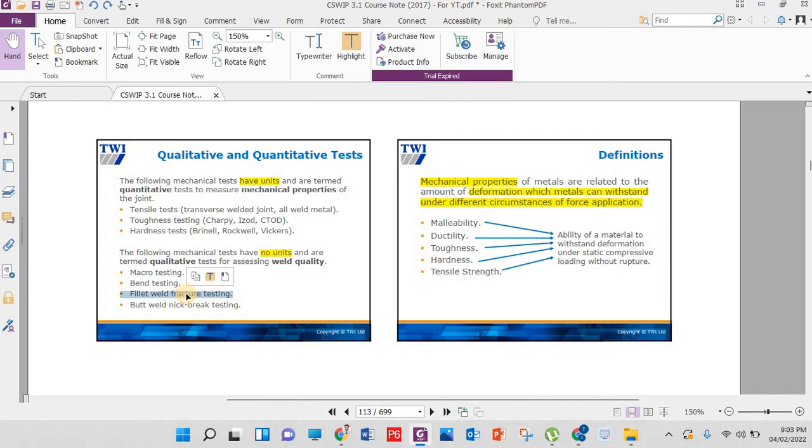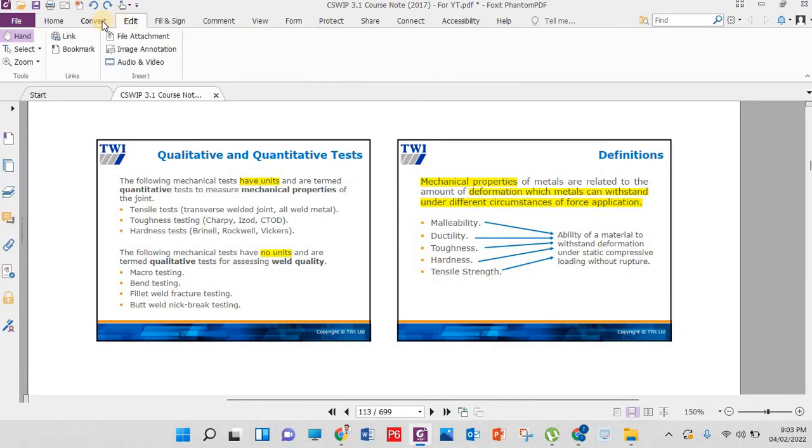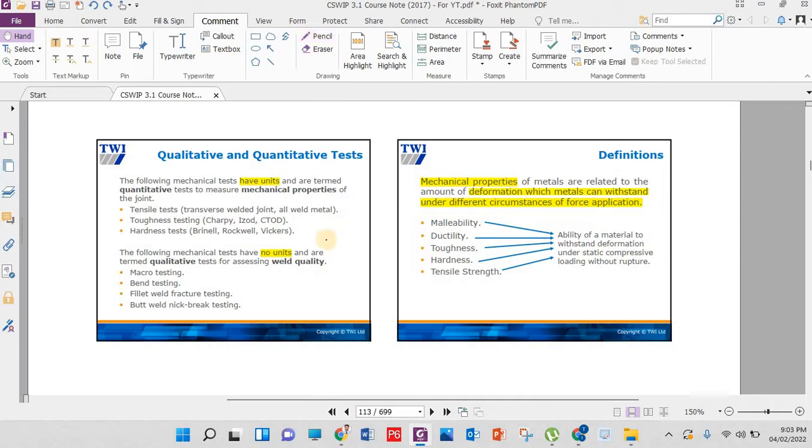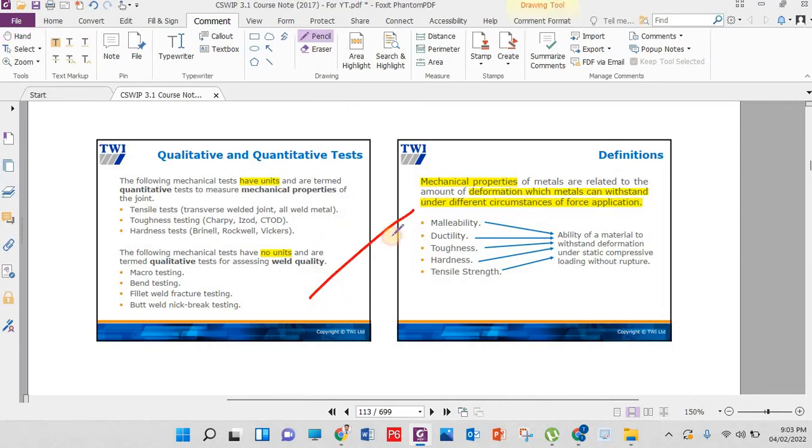Fracture means something which needs to be struck. If we strike the welding with a hammer, then after the fracture we see what the condition of the welding is. It's known as the fracture test. Then the butt weld nick break. You can see a welding in which we will make a notch. Notch means a slot. We will make a slot notch, suppose 2 millimeter. Then we will strike with the hammer and see what the condition is.